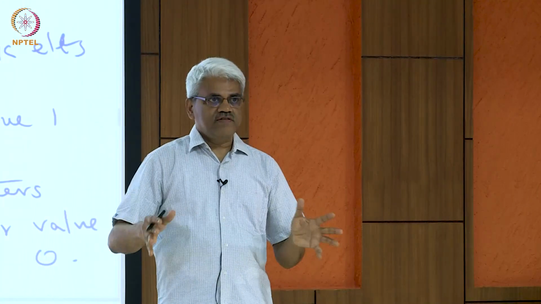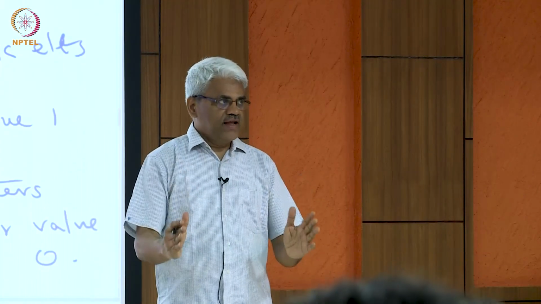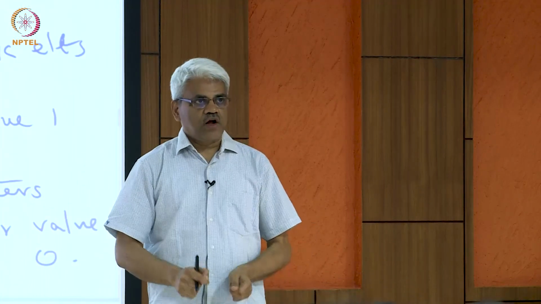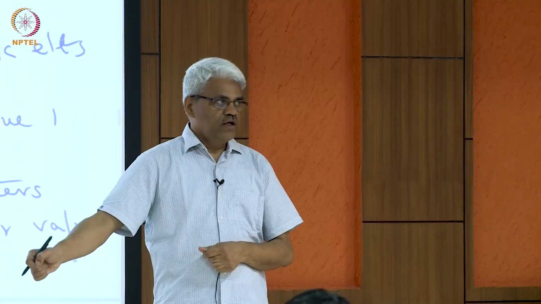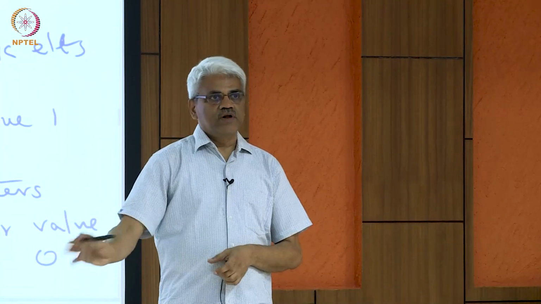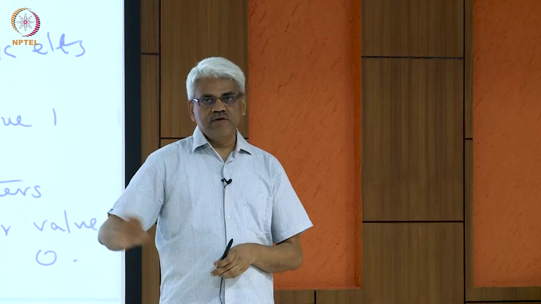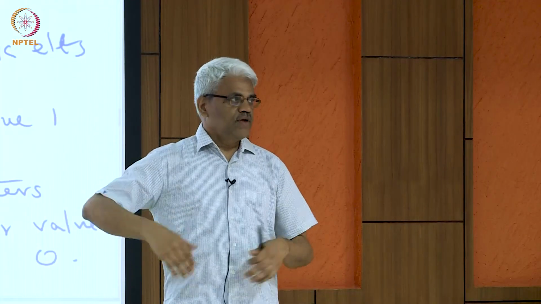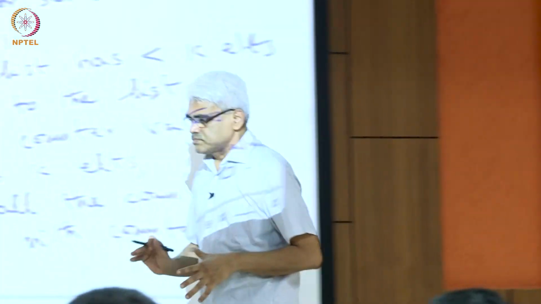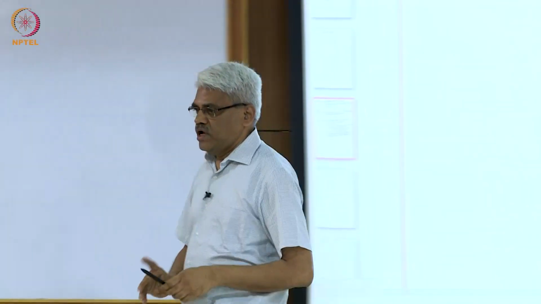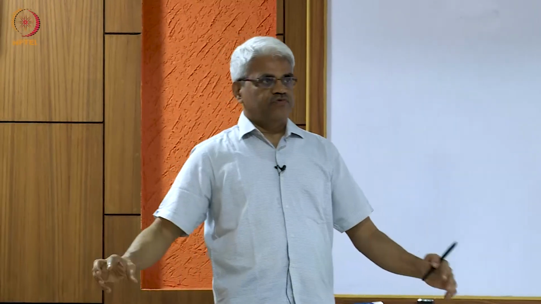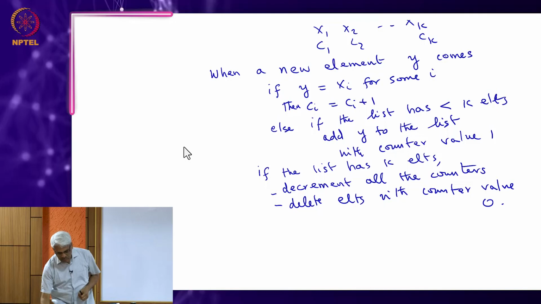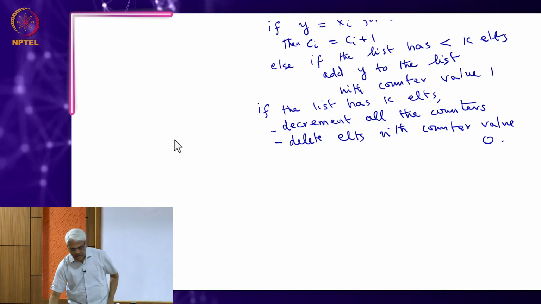If there is no space, and a new element is coming, that means there are exactly k distinct elements here. I decrement all the counters by 1, and somebody would have become 0. Anybody who has become 0, I throw them out and keep doing it. That's all the algorithm, and the claim is whatever is the final surviving elements in this list are the only possible candidates for elements that appear greater than n by k times. So this is all the algorithm.